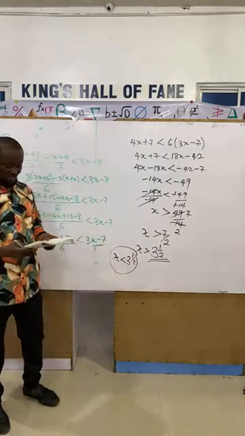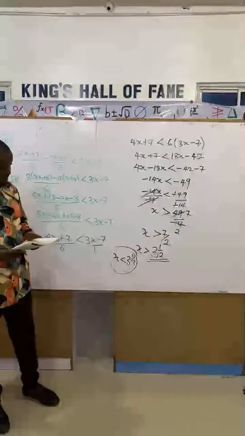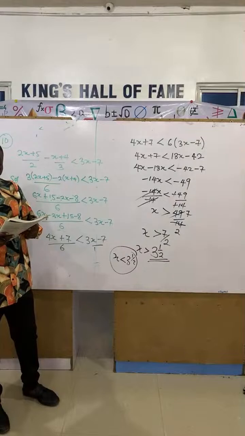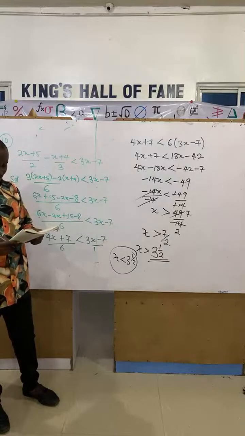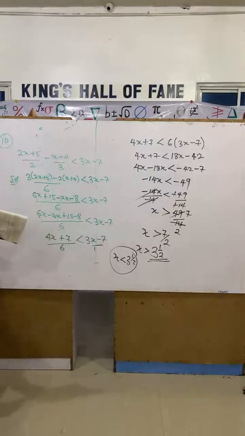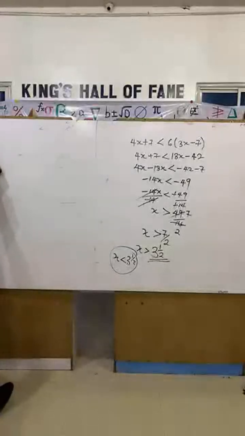So now let's see whether the answer is there. x is greater than 3 whole number 1 over 2. That is question number 10, the B part. That's B. All right, now we are able to solve question number 10. Let's go to question number 11.